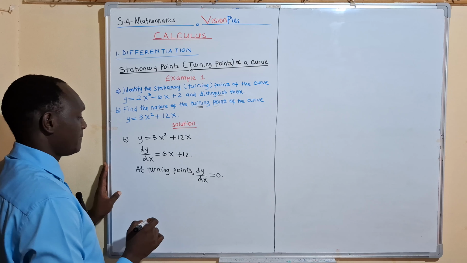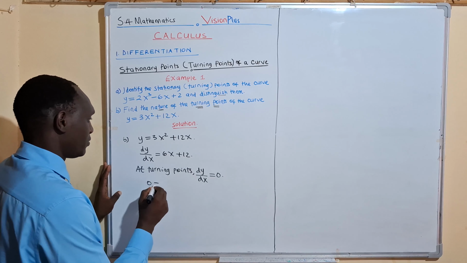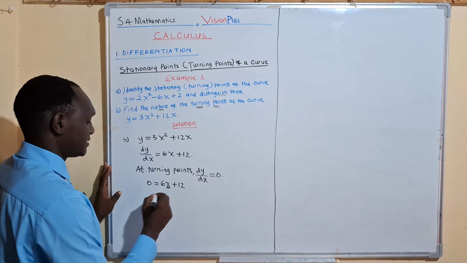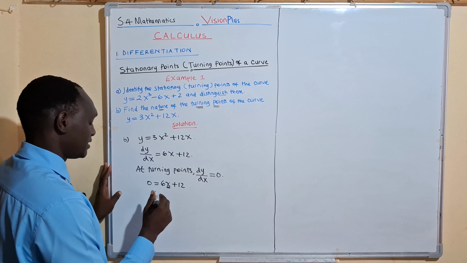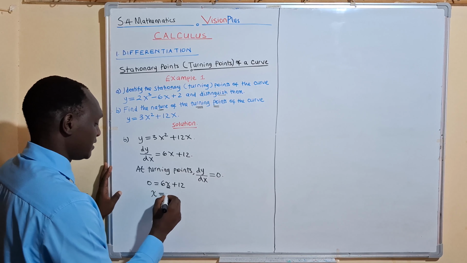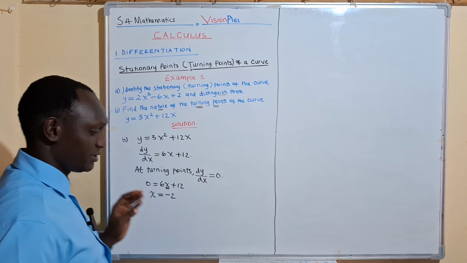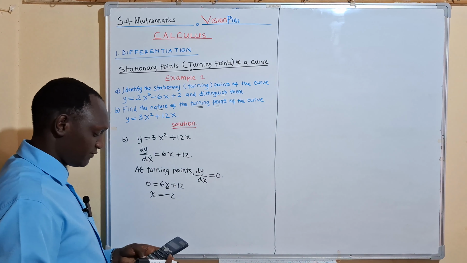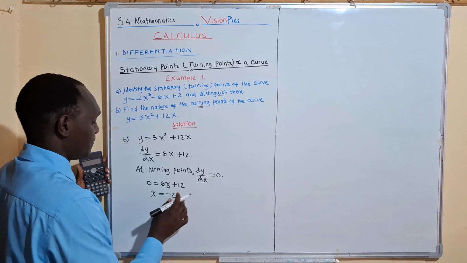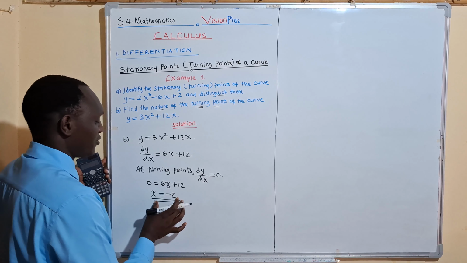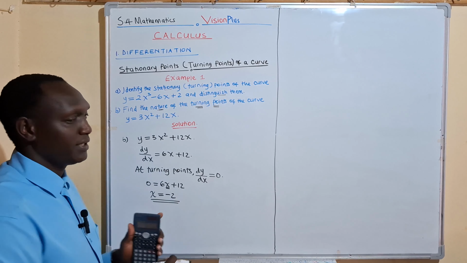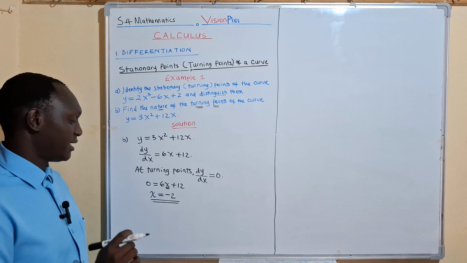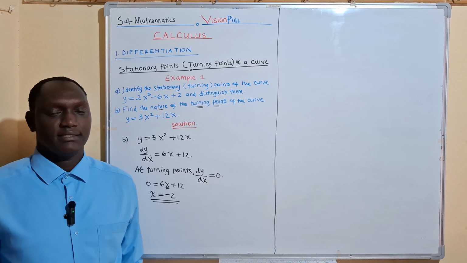Therefore, what does it mean here? It means 0 equals 6x plus 12. Then we find x. We make x the subject of the formula. I'm getting x as negative 2, by the way, because if you take 12 that side, it becomes negative. Negative 12 divided by 6 is negative 2. So, this is the value of x at the turning point. Okay? At the turning point, we have x equals negative 2.